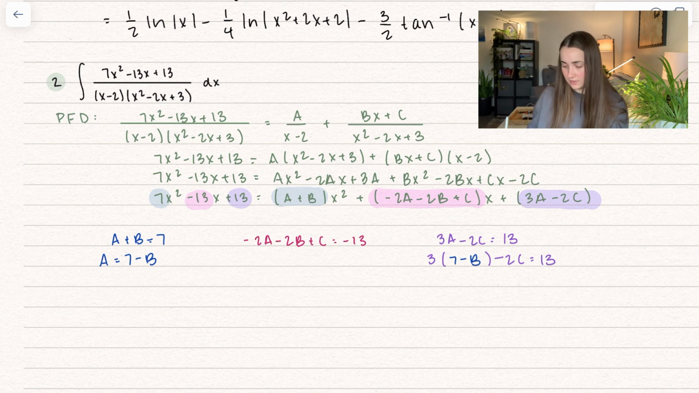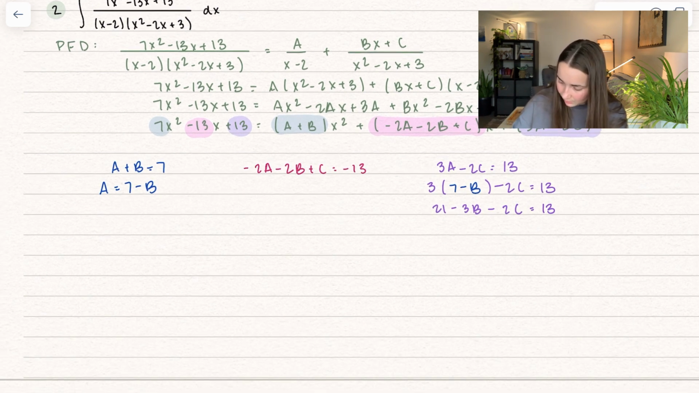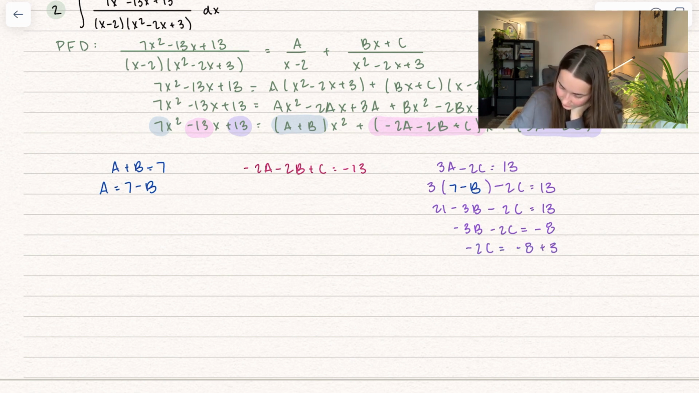So let's go ahead and solve for c in terms of b. That way we have a already in terms of b, and c in terms of b. So that's going to be 21 minus 3b, minus 2c is equal to 13. Subtracting 21 from both sides, we get negative 3b minus 2c is equal to negative 8. And then adding over that 3b, negative 2c equals negative 8 plus 3b. And dividing by negative 2, we get c is equal to positive 4 minus 3/2 b.